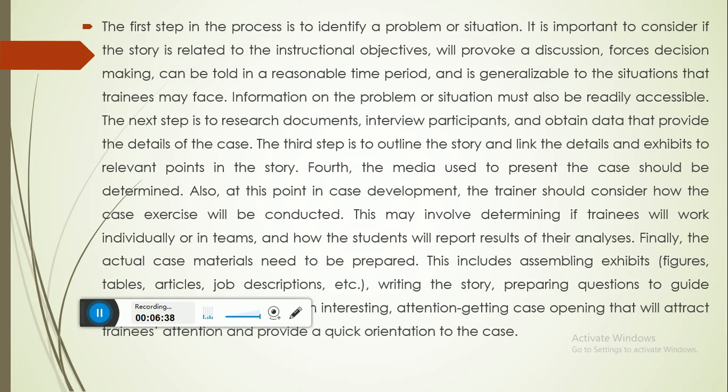The next step is to research documents, interview participants, and obtain data that provide the detail of the case. The third step is to outline the story and link the detail and exhibits to relevant points in the story. Fourth, the media used to present the case should be determined. Also, at this point in case development, the trainer should consider how the case exercises will be conducted. This may involve determining if trainees will work individually or in teams. So these are very simple points. There's no need of explaining them.